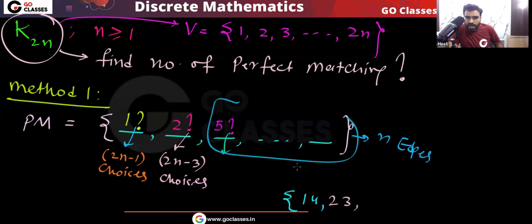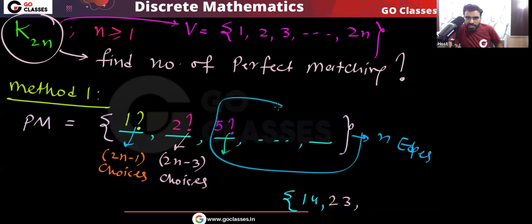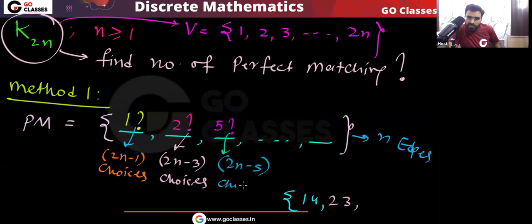Remember, after this 1, 4, 2, 3, 2n minus 4 vertices are remaining. Now, in these 2n minus 4 vertices, for vertex 5 as a partner, how many choices are there? That will be 2n minus 5. So like that, 2n minus 5 choices will be there. Now, for this 5 also, you will find a partner. Let's assume that is 8. Okay, this is the idea.